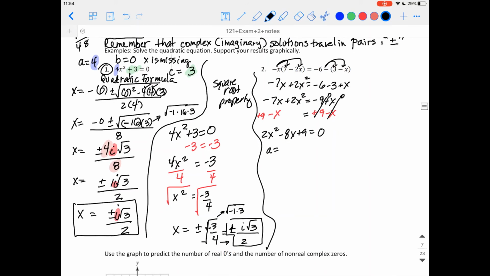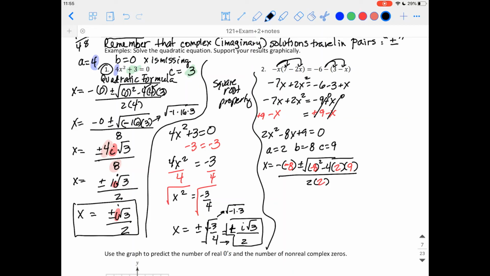So here, I'm going to do the quadratic. So a is equal to 2, b is equal to negative 8, and c is equal to 9. And so x is equal to negative b plus or minus the square root of b squared minus 4 times a times c, all over 2 times a. So I'm going to substitute stuff in. It's negative b, which is negative 8, and then negative 8 squared minus 4 times a, which is 2, times c, which is 9, over 2 times a, which is 2.